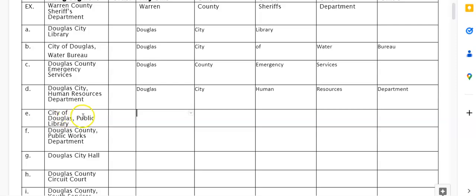For letter E, we have City of Douglas Public Library. This is similar to letter B. We want to use our key unit as the actual name of the city, which is Douglas. Unit 2 is City. Of is unit 3. Then we have Public Library. Letter F is Douglas County Public Works Department. Douglas is the name of the county. And then we have Public Works Department.